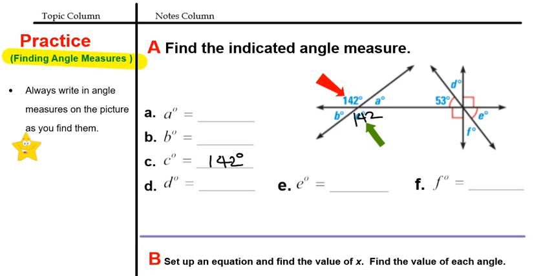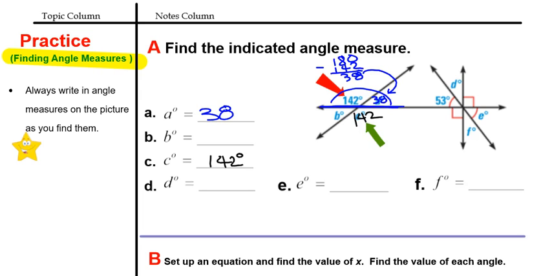And then I would think about straight lines, and I notice here that I have a straight line, and those two angles right there have to always add up to 180 degrees. So I have 180, take away the 142, and that's going to give me 38 degrees for angle A. And so I'm going to put my 38 right there.